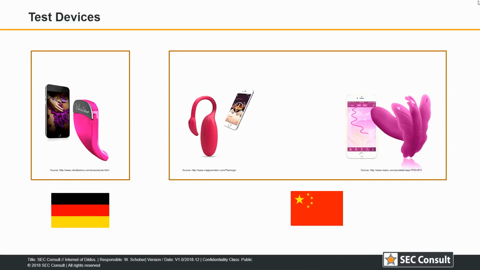So I have to admit, I was a little bit biased because I thought I'm going to take a look at the Chinese devices first because there will be a lot of low-hanging fruits. Question to the audience now. Who believes that I found most of the vulnerabilities in the Chinese devices? Raise your hand.